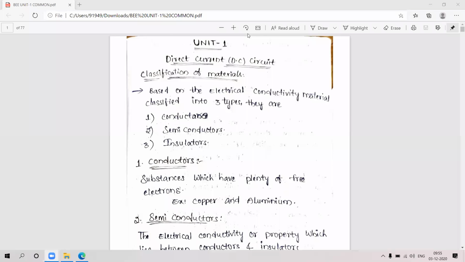DC stands for direct current. That means the magnitude is constant. Suppose 220 volts is there; that means 220 volts is maintained constant. Suppose 10 amps is there; it is maintained constant. Irrespective of time, whatever the value is, it maintains constant. That is called direct current.